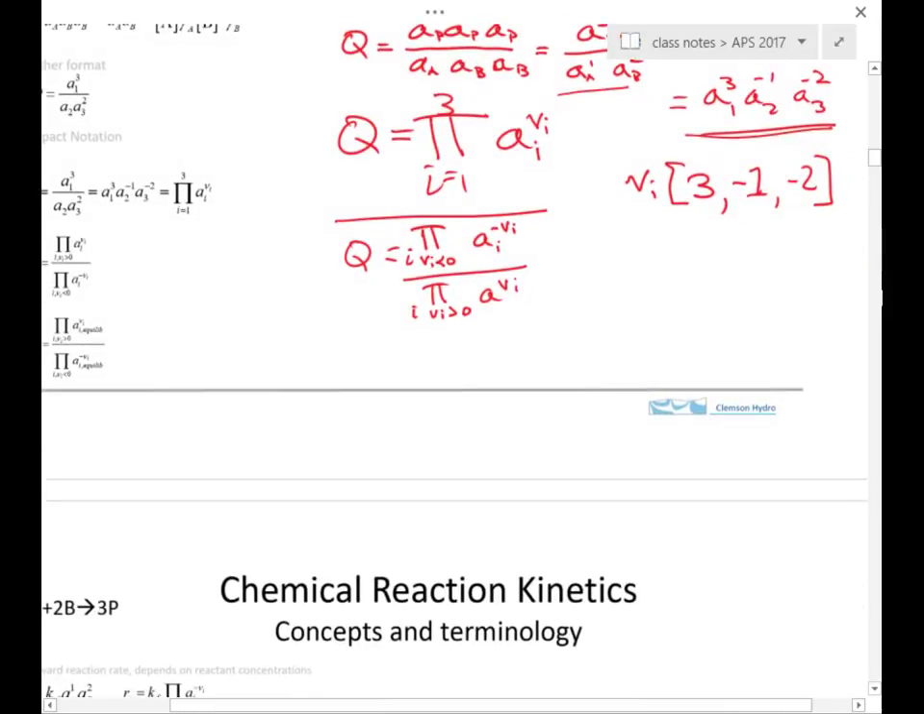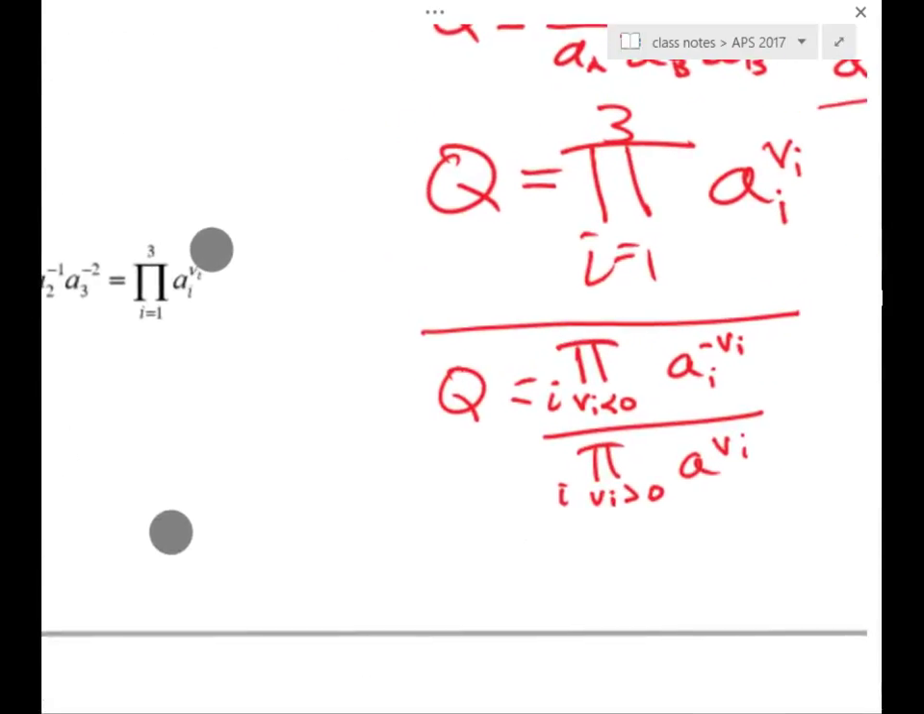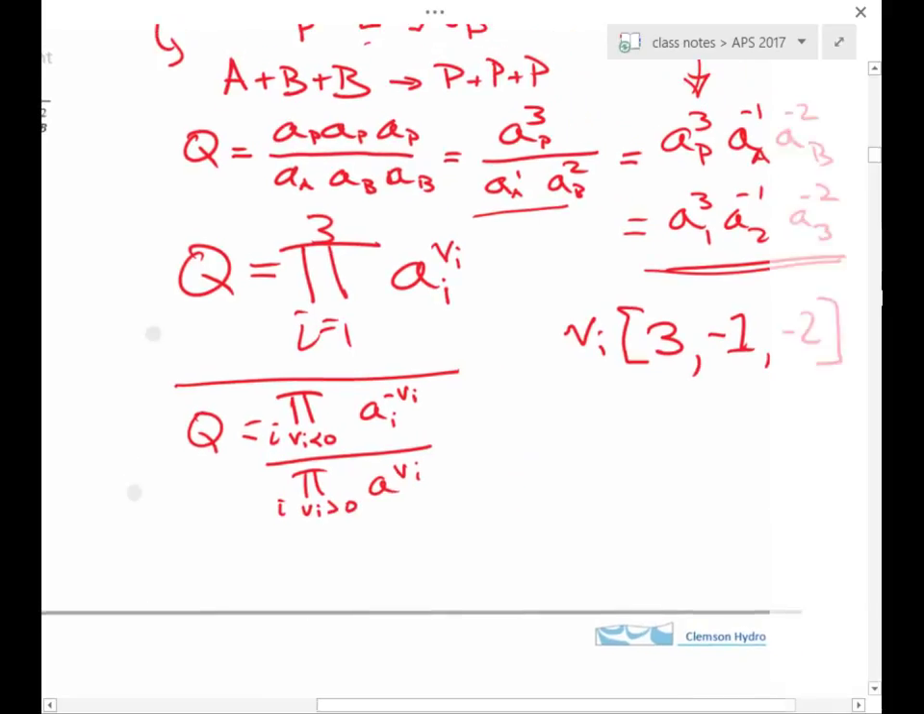Okay. So, I got that backwards. So let's see. Let's get this right. So the products, products go on top. So this one would be that, and this is going to be for V greater than 0. And this is less than 0, and that's negative. Okay? So we define V, this V vector, like that.